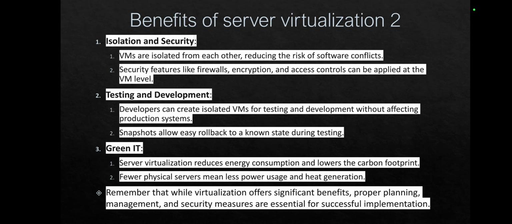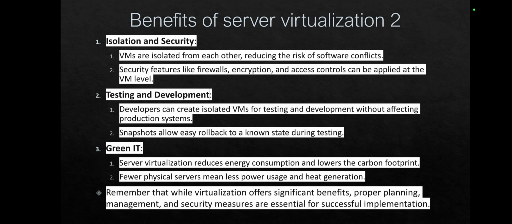1. Isolation and security. VMs are isolated from each other, reducing the risk of software conflicts. Security features like firewalls, encryption, and access controls can be applied at the VM level. 2. Testing and development. Developers can create isolated VMs for testing and development without affecting production systems. Snapshots allow easy rollback to a known state during tests.